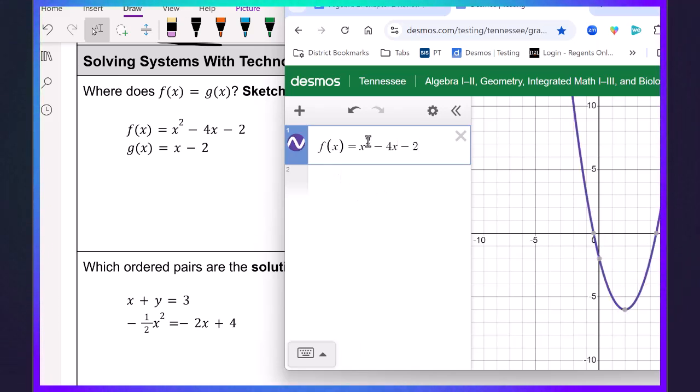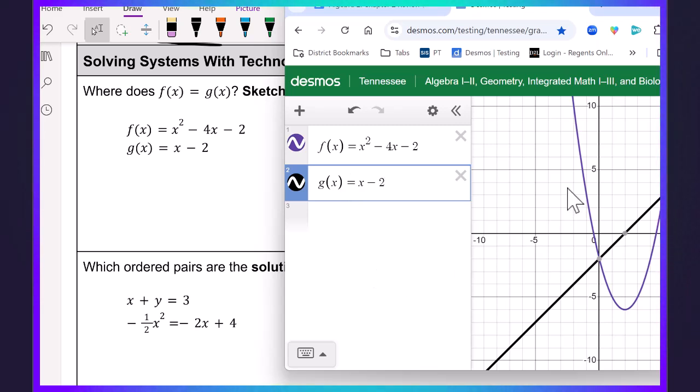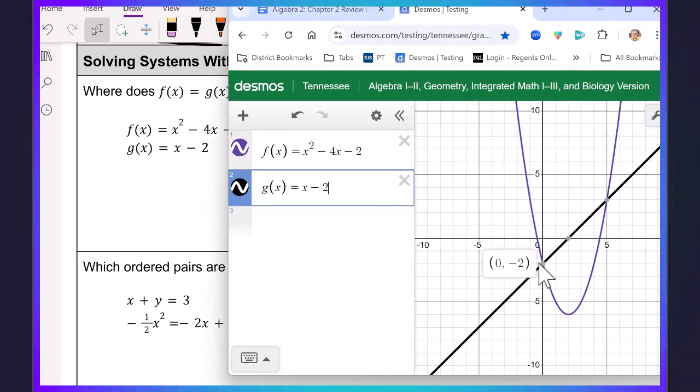Okay, notice how if it is quadratic, it needs to be either equal to f of x or y. If it's linear, or if it's a circle, everything will work. I don't know why Desmos does that, but the second one is linear, so I don't have to really worry about anything. But let me scoot this over so you can see it a little bit better.